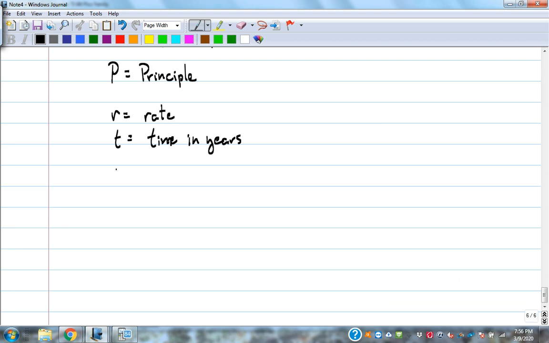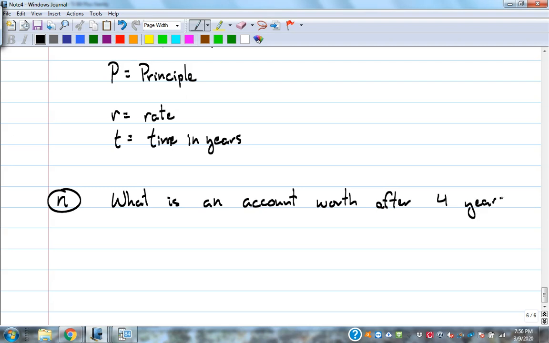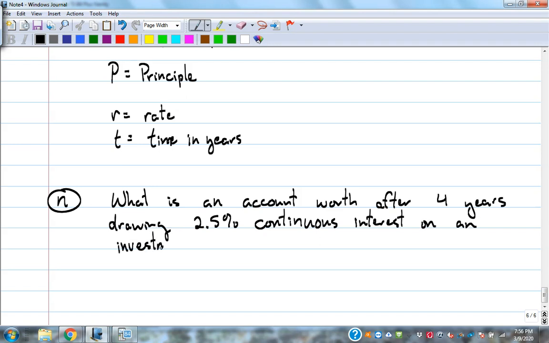So same idea as before. What is an account worth after 4 years drawing 2.5% interest, continuous interest, on an investment of $1,500?